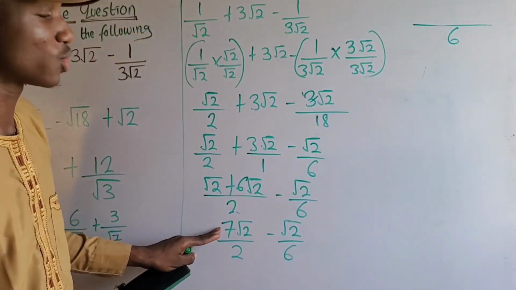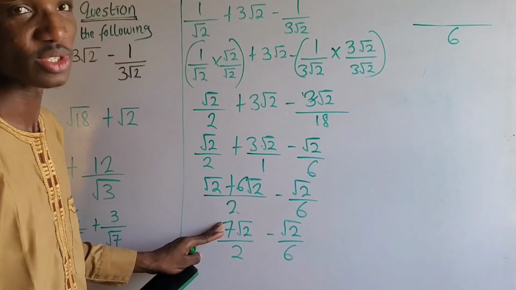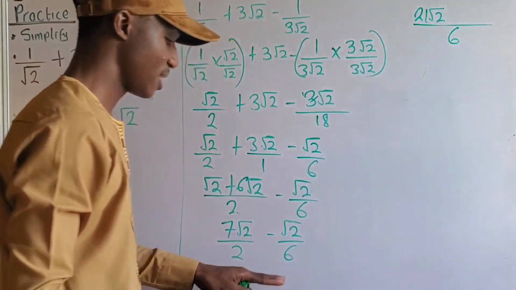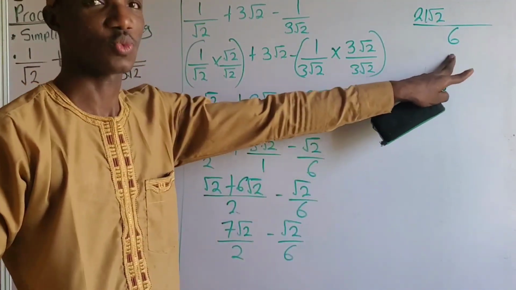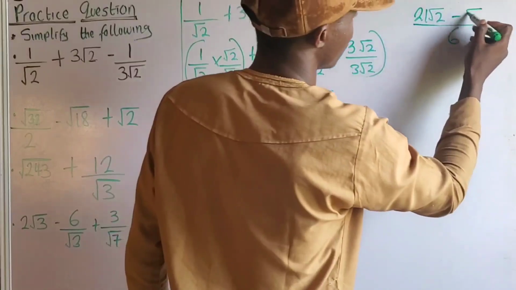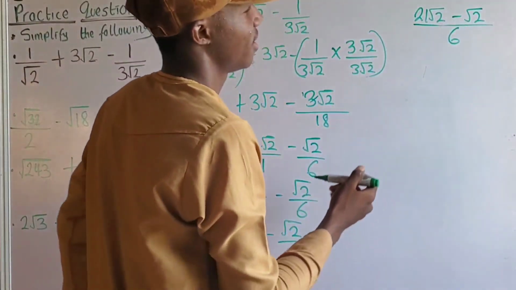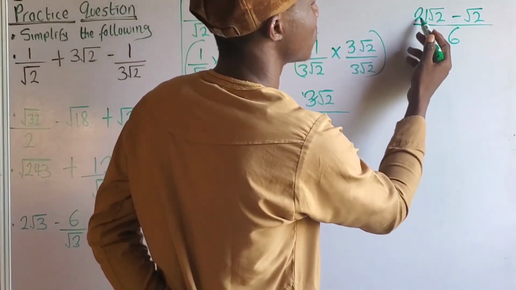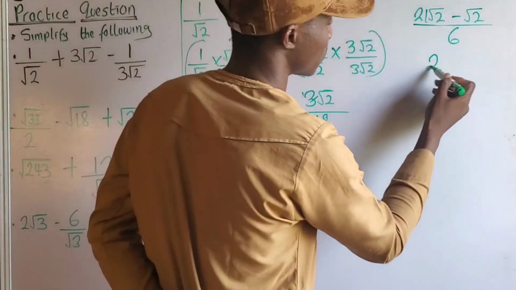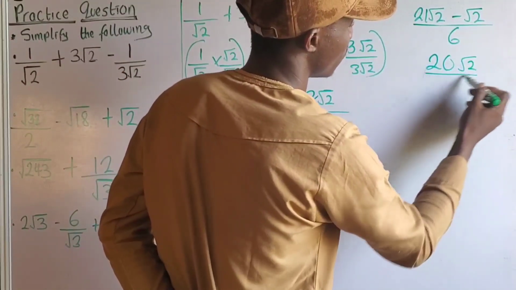3 times 7 root 2, that will be what? 21 root 2. So I'm going to have 21 root 2. Okay. 6 divided by 6, that is 1. 1 times negative root 2, that is what? Minus root 2. Okay. So for this, 21 root 2 minus root 2, that is what? 20 root 2. So I'm going to have 20 root 2 all over 6.